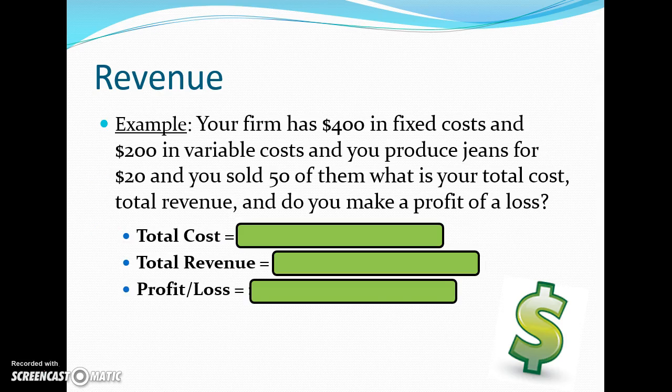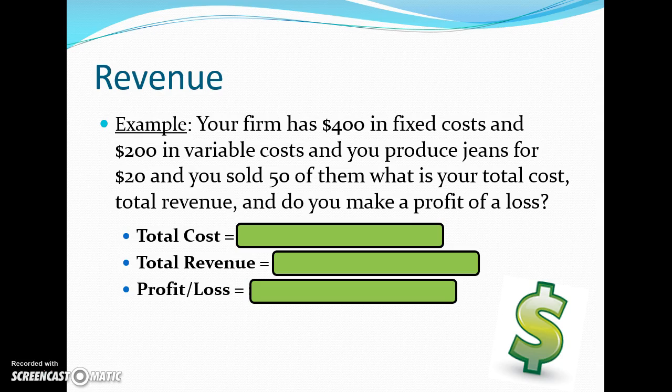So, for example, your firm has $400 in fixed costs, $200 in variable costs, and you produced jeans for $20 and you sold them for $50. And you sold 50 of them. What is your total cost, total revenue, and do you make a profit or a loss?